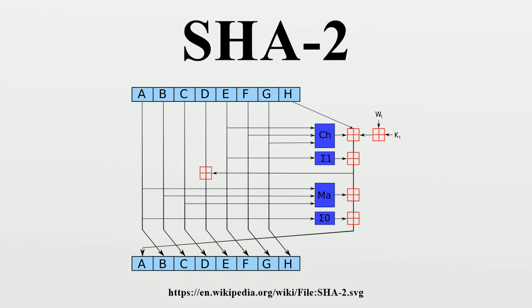SHA-2 is a set of cryptographic hash functions designed by the NSA. SHA stands for Secure Hash Algorithm. Cryptographic hash functions are mathematical operations run on digital data. By comparing the computed hash to a known and expected hash value, a person can determine the data's integrity.